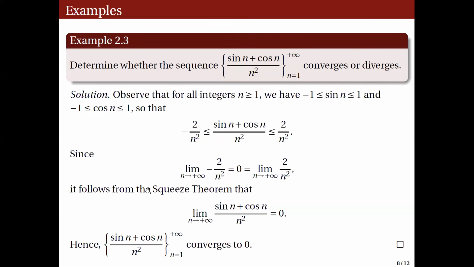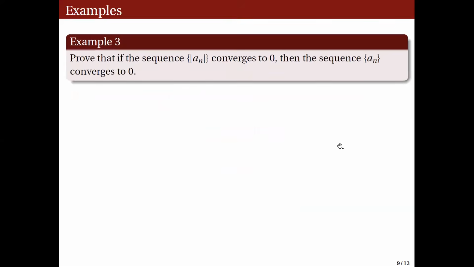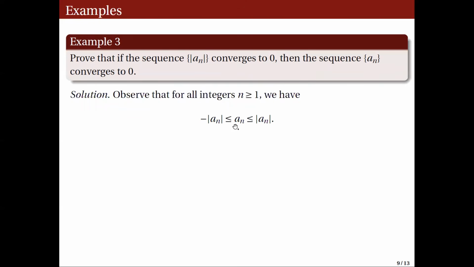Hence, we conclude that the given sequence sine n plus cosine n all over n squared from n equals 1 to infinity converges to 0. So let's now prove the following statement: that if the sequence absolute value of a sub n converges to 0, then the sequence a sub n converges to 0 as well. So observe that for all integers n, we have the following inequality here, which says that a sub n is bounded below by the negative of the absolute value of a sub n and bounded above by the absolute value of a sub n.